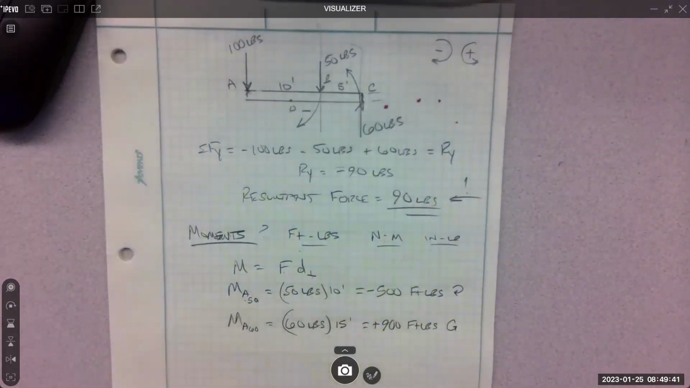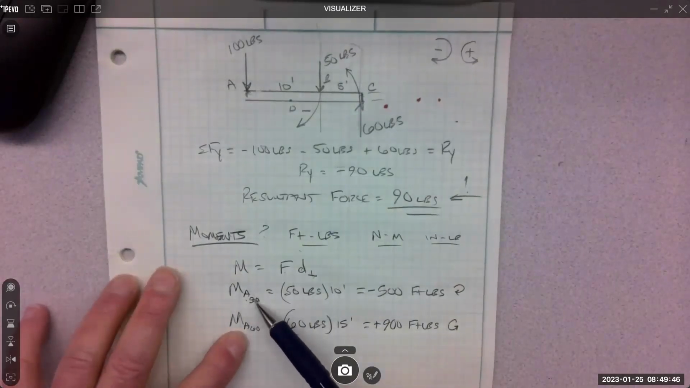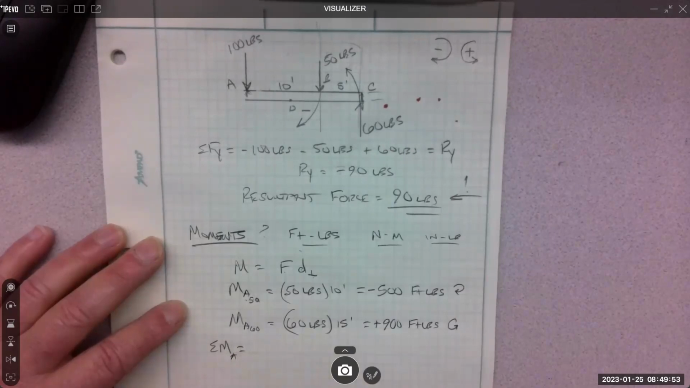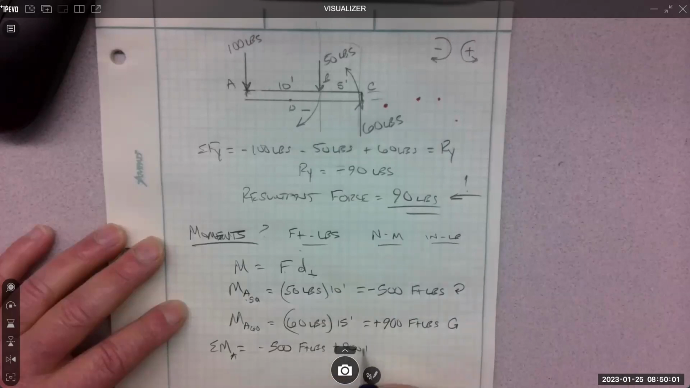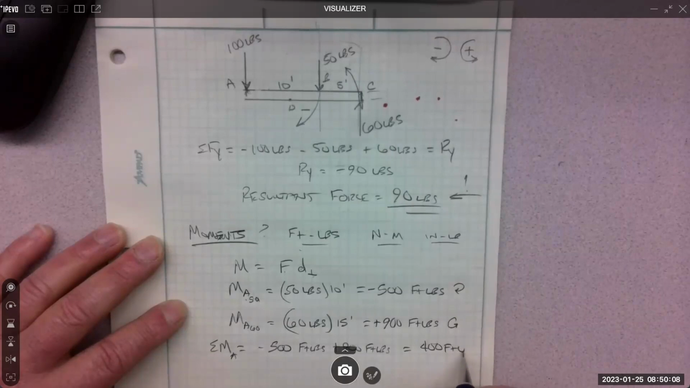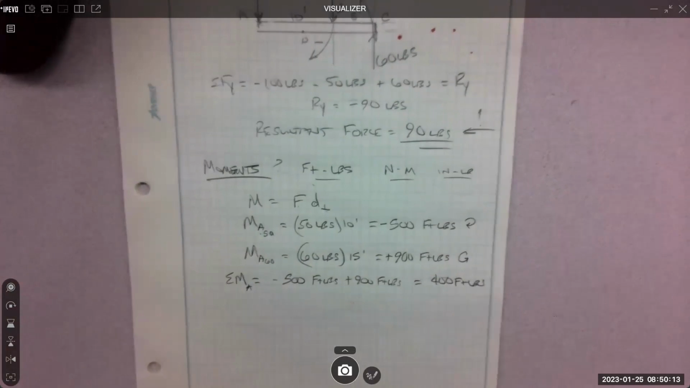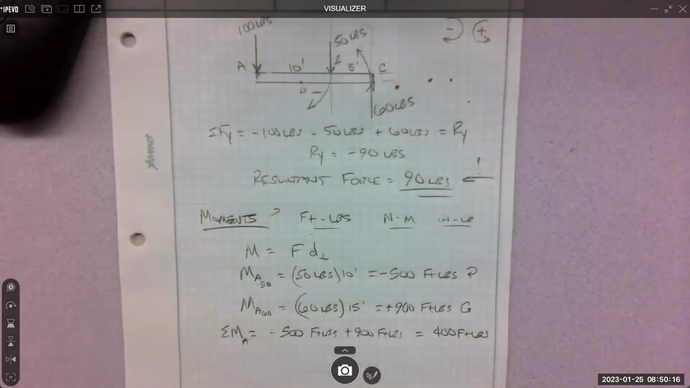So after I collect my moments, I just add them because now they are all at point A. So then my sum of the moments at point A is equal to minus 500 foot-pounds plus 900 foot-pounds equals what? 400. All right. Excellent work. Everyone good with that? It's not too difficult. It is parallel. That's helpful.